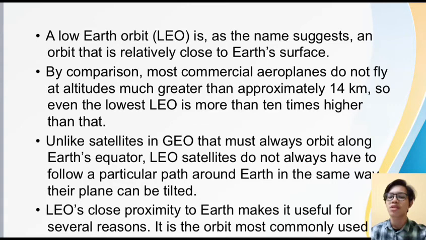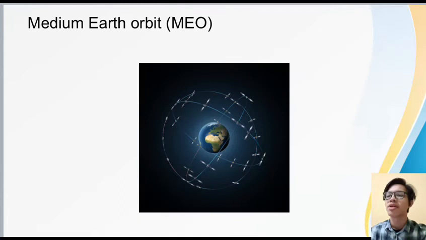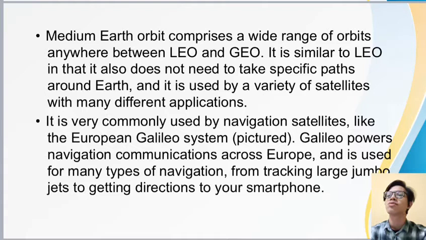Next, medium Earth orbit (MEO). Medium Earth orbit comprises a wide range of orbits anywhere between LEO and GEO. It is similar to LEO in that it also does not need to take a specific path around Earth, and it is used by a variety of satellites with many different applications. It is very commonly used by navigation satellites like the European Galileo system in the picture. Galileo powers navigation across Europe and is used for many types of navigation, from tracking large jumbo jets to getting directions on your smartphone.